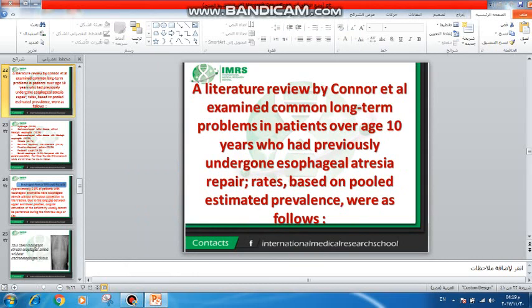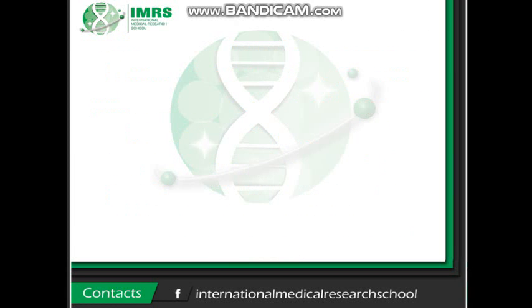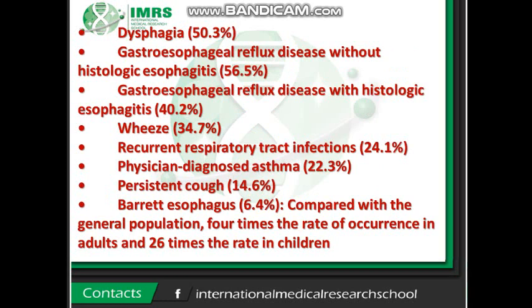A literature review by Kerr examined common long-term problems in patients over age 10 years who had previously undergone esophageal atresia repair. Rates based on pooled estimated prevalence were as follows: dysphagia, gastroesophageal reflux disease without histological esophagitis, gastroesophageal reflux disease with histological esophagitis, recurrent respiratory tract infection, physician-diagnosed asthma, and persistent cough. Compared with the general population, there was 4 times the rate of occurrence in adults and 26 times the rate in children.